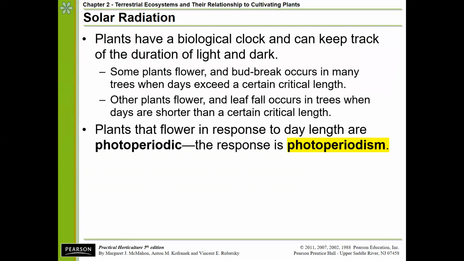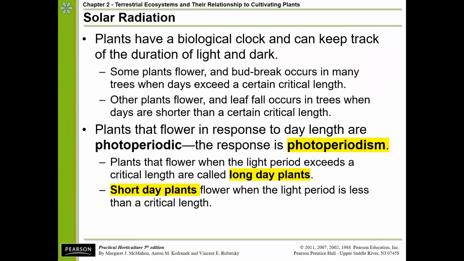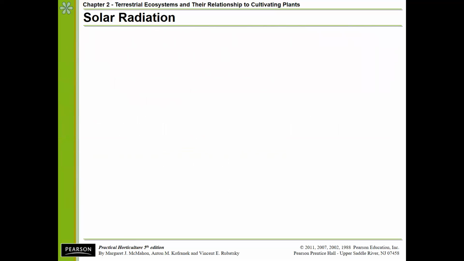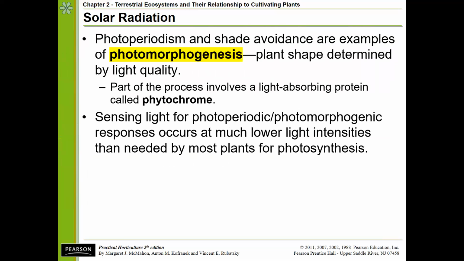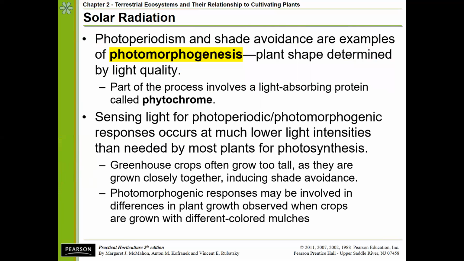Big thing here, talking about photoperiodism, the response of plants to day length, and that there are long day plants and short day plants. And in certain crops, you have to look at those day lengths and how they might affect it. Photomorphogenesis is basically how the plant shape is affected by light quality. And we can see it's a huge issue in greenhouse crop production, because even with glass that has excellent light transmission, you are reducing light, changing the light quality.